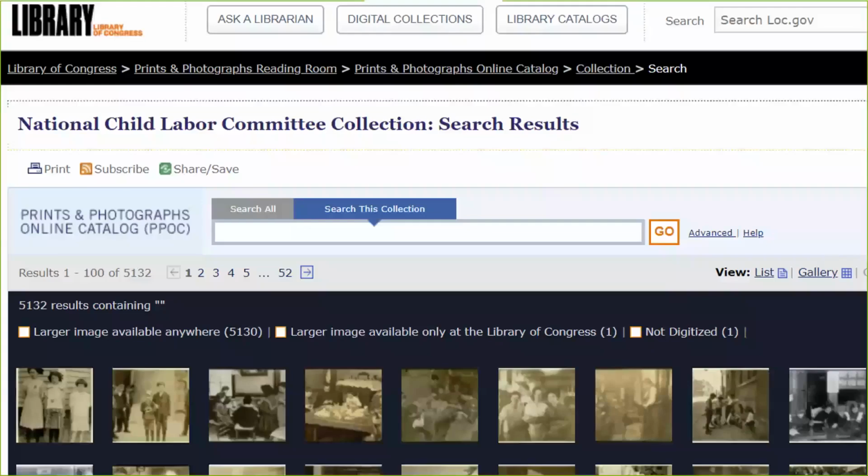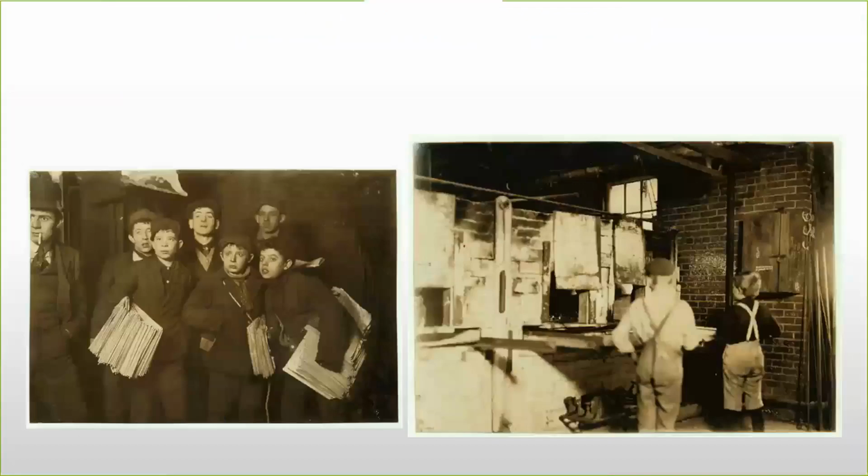Again, returning to the National Child Labor Committee collection, children are used again to evoke emotion. As you look at these closely, what feelings or emotions were these images aiming to evoke? What were the political purposes of these images, and how successful were they?